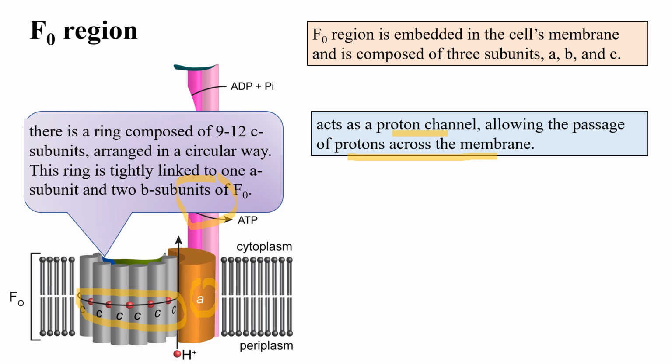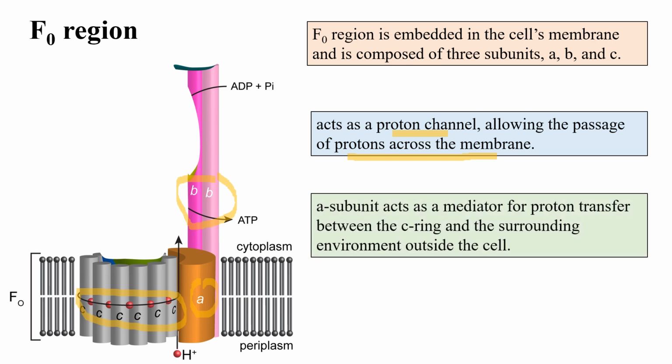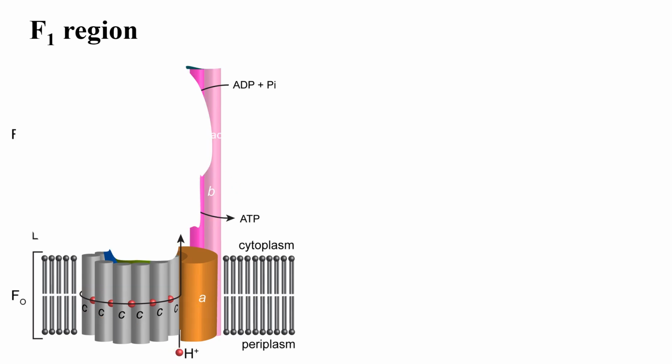This ring is tightly linked to the A subunit and B subunit of F0. The A subunit acts as a mediator of proton transfer between the C ring and the surrounding environment. So the A subunit acts as a mediator of protons from the intermembrane space to the matrix, and it allows protons to pass from the intermembrane space to the matrix.